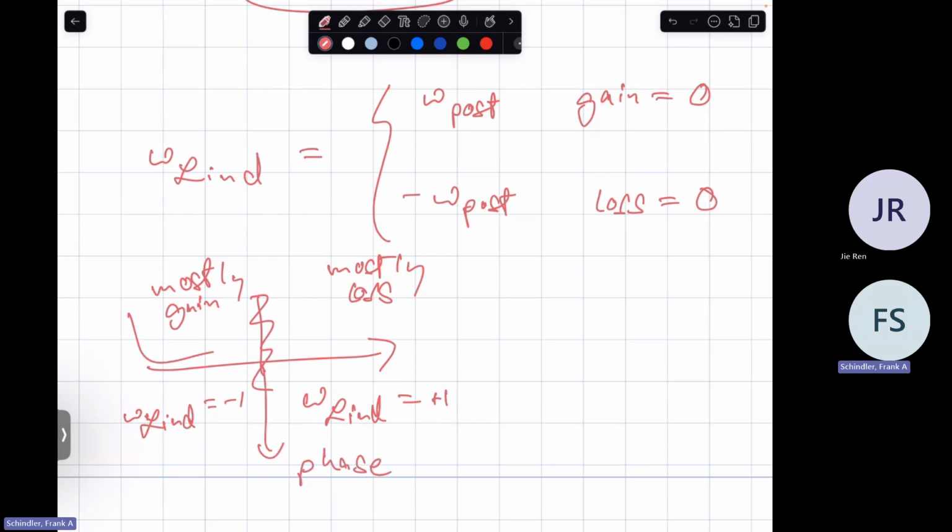So basically here you have a skin effect to the left of your system. Here you have a skin effect to the right of your system. In between, you have a phase transition. And what's interesting is this phase transition is invisible after post-selection, because after post-selection, the winding number is equal.